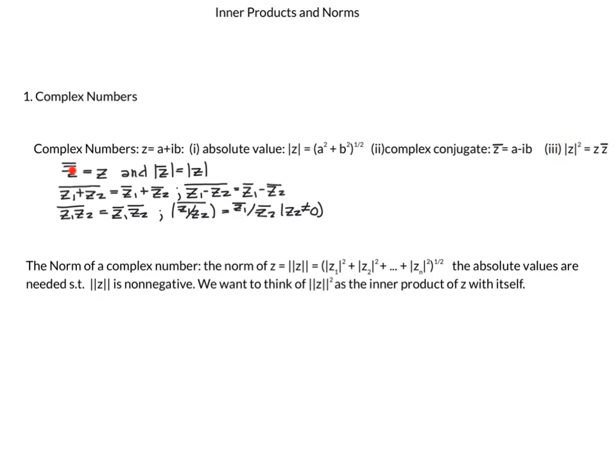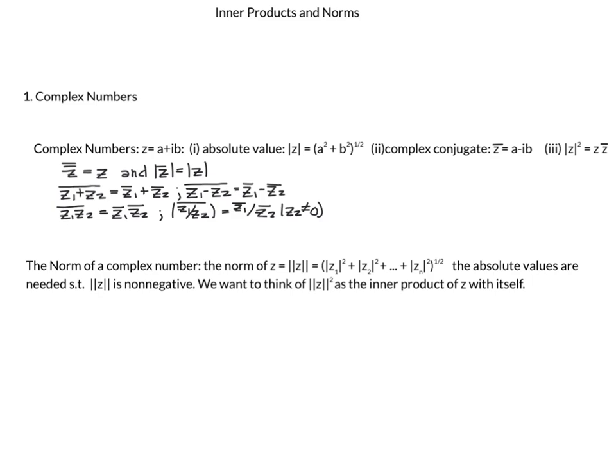We also have, if we have a vector z and we have its complex conjugate and then take the complex conjugate of that, so two complex conjugates, we just get back our original vector z. Also, the absolute value of the complex conjugate of z is equal to the absolute value of z, and you can do that calculation algebraically and verify that for yourself.